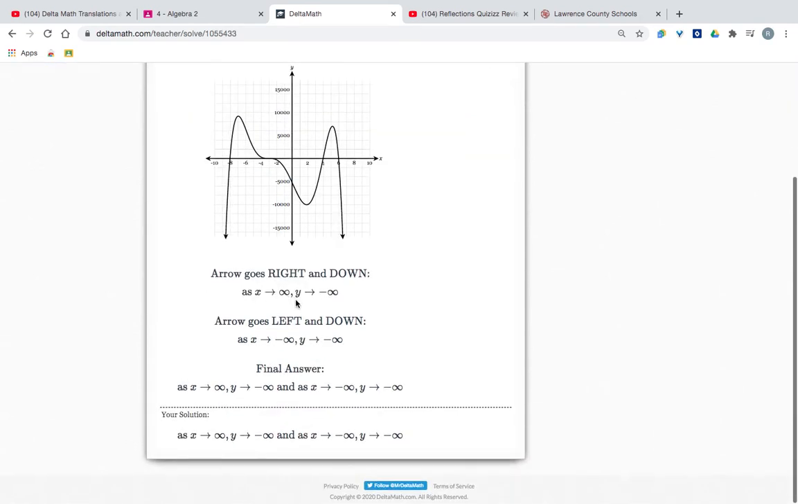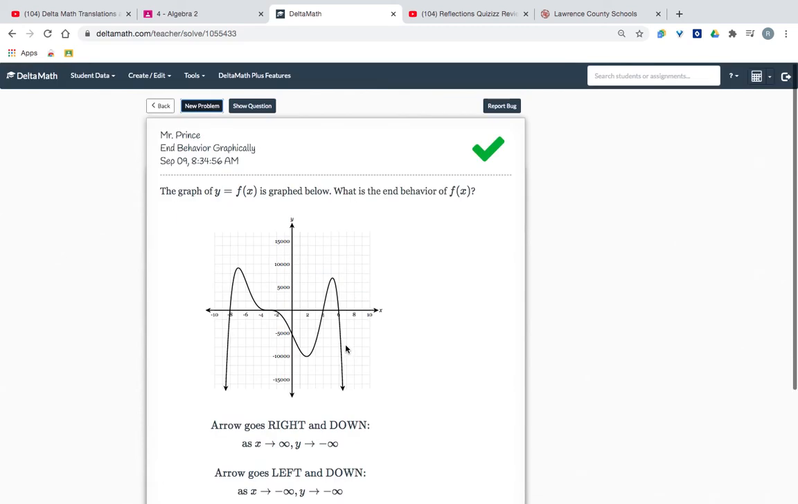Like I said, I would write these down. Just have them for a cheat sheet. X approaches positive infinity means right. Y approaches negative infinity means down. Same thing here. X approaches negative infinity, that means left. Y approaches negative infinity, it still means down. And then up would be y approaches positive infinity. Let's go to a new problem.